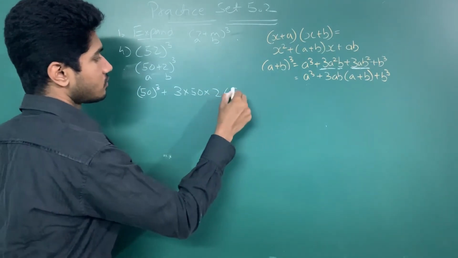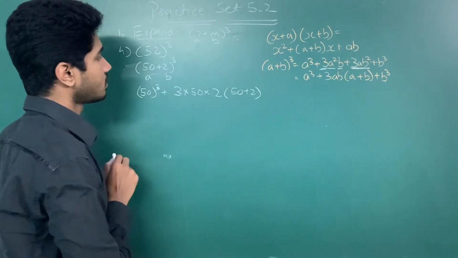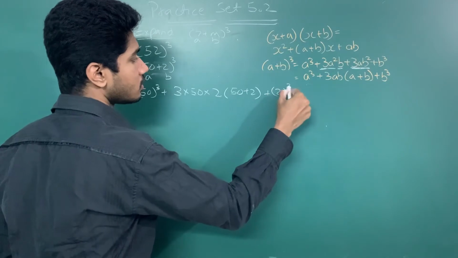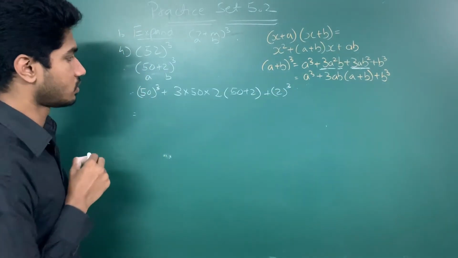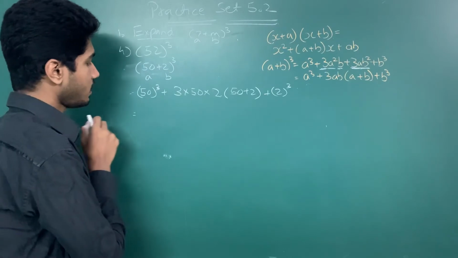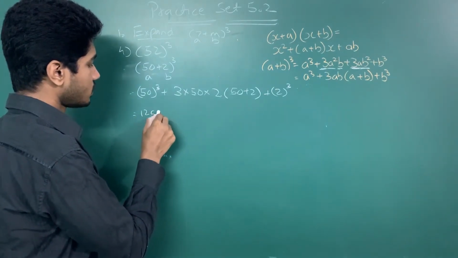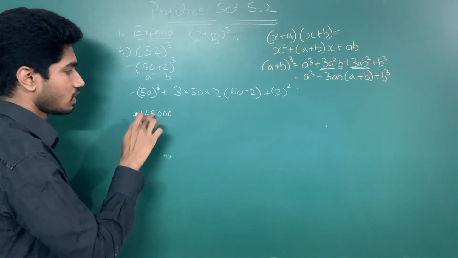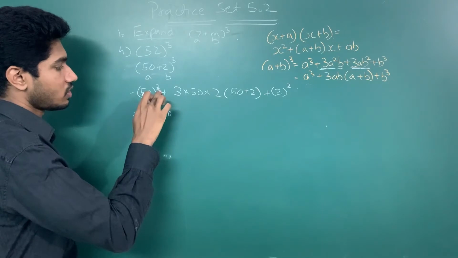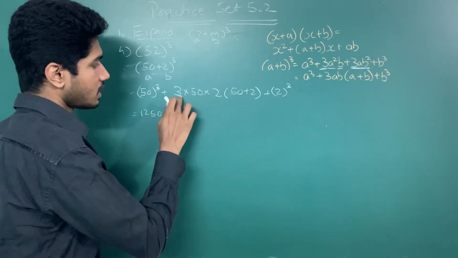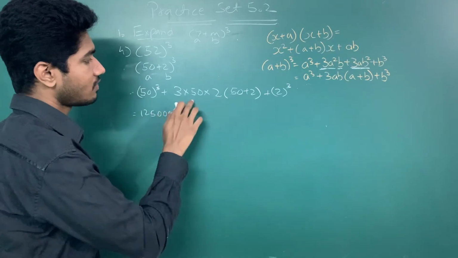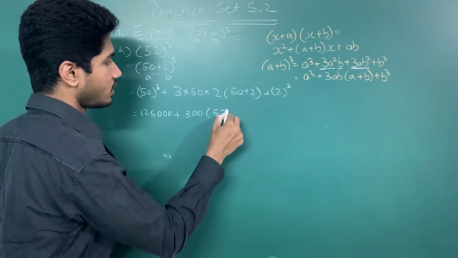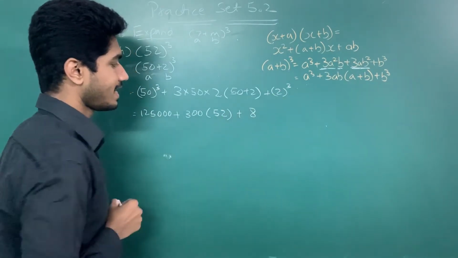A plus B, so that is 50 plus 2, which gives you 52 itself, plus 2 the whole cube. So here you will have to do the calculation. So 50 the whole cube will be 125,000. 5 cube is 125 and 3 zeros will come here, plus 3 into 50 will be 150. 150 into 2 will be 300. So this will be your 52 plus 2 the whole cube is 8.